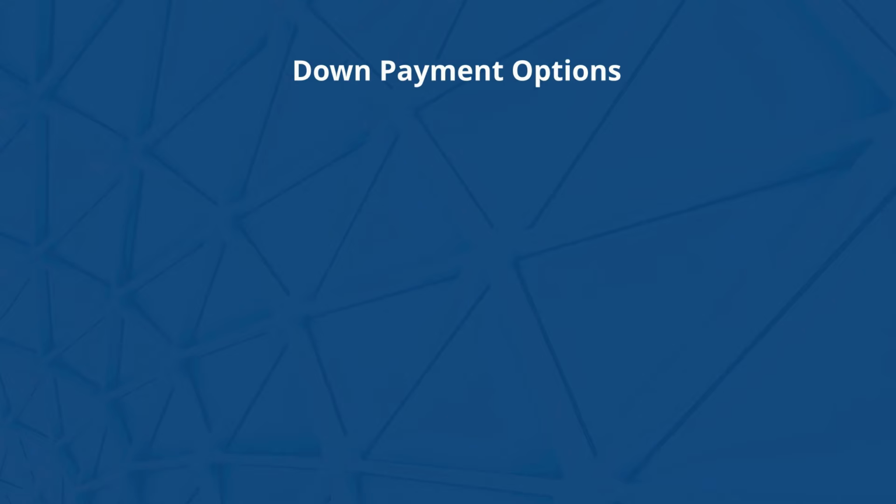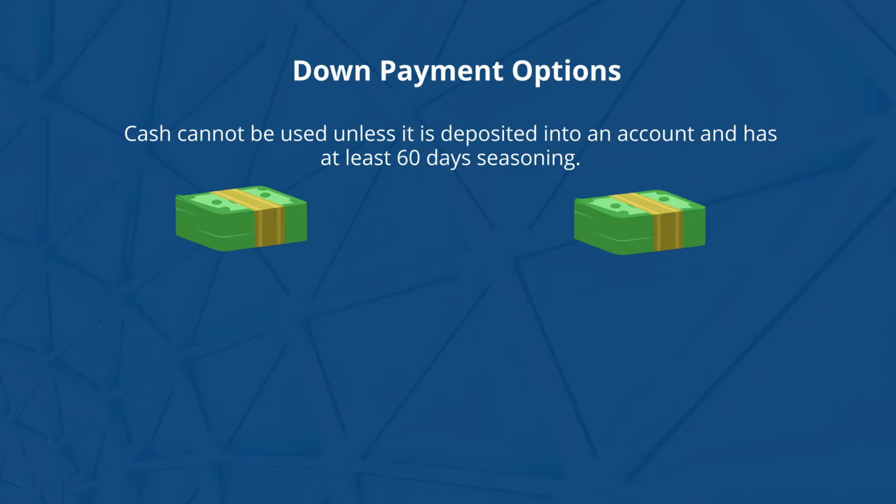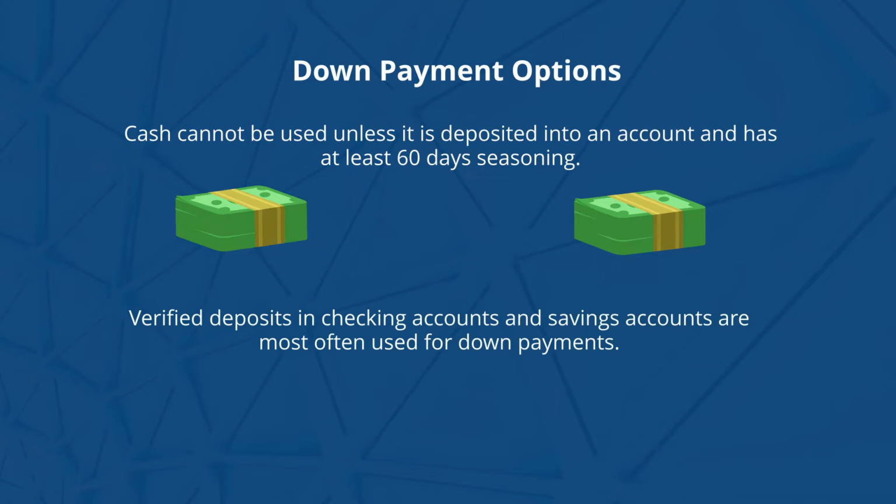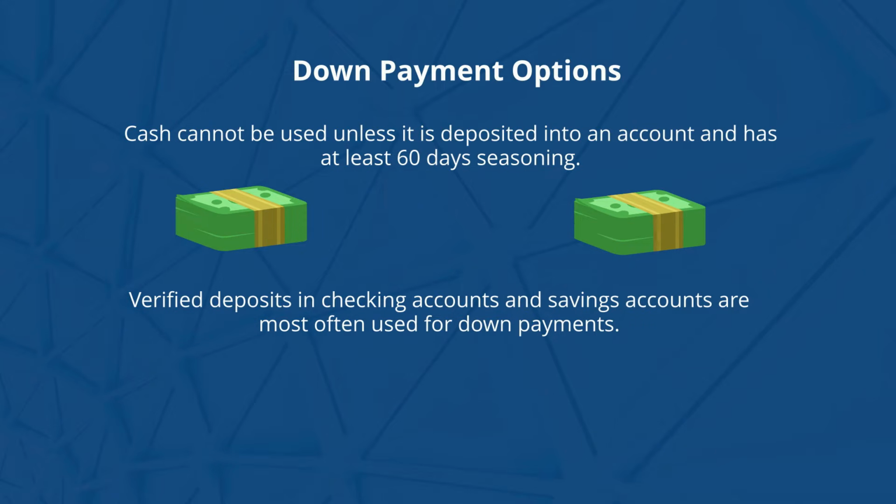Down payment options. Cash cannot be used unless it is deposited into an account and has at least 60 days seasoning. Verified deposits in checking accounts and savings accounts are most often used for down payments. An additional down payment option would be a gift from a blood relative or significant other and a letter that shows no requirement for repayment.